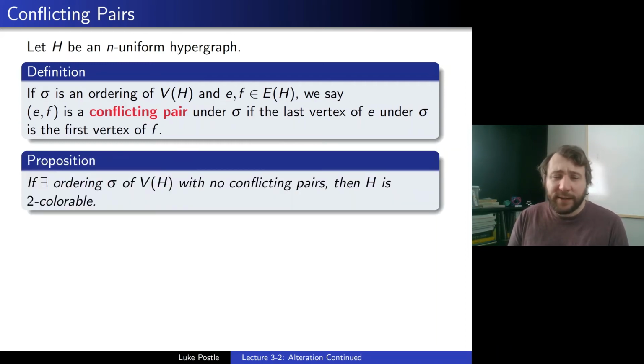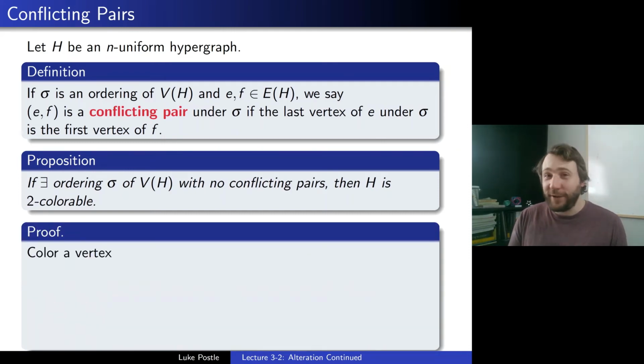And the claim, the proposition, is that if there exists an ordering sigma of V of H with no conflicting pairs, then H is two-colorable. So if you can get an ordering that avoids conflicting pairs, you can actually two-color. So that's quite nice. Let's do that. Again, you might want to pause and prove this to yourself. But I'll continue with the proof.